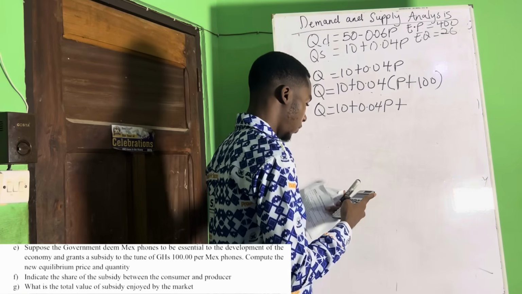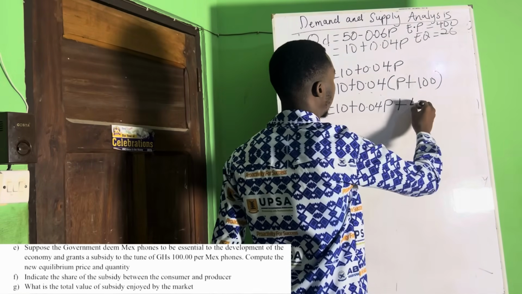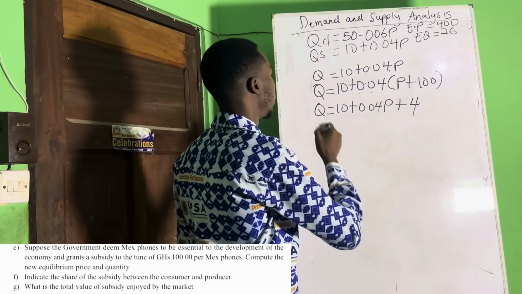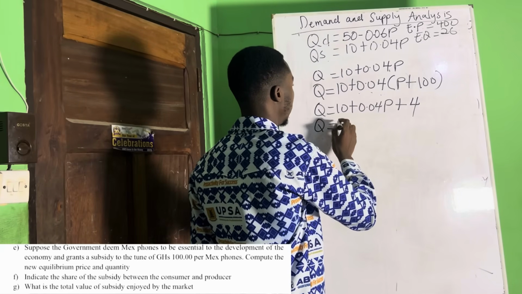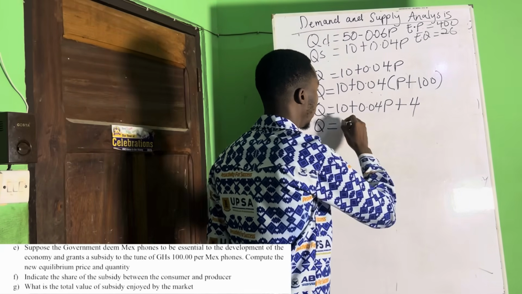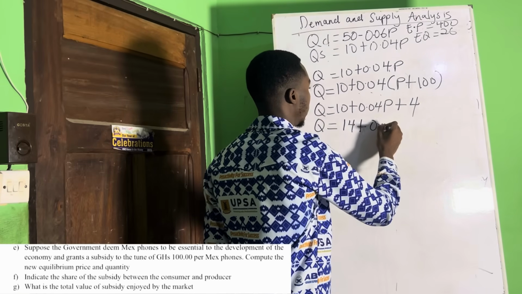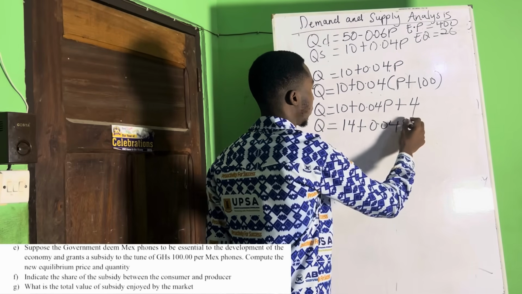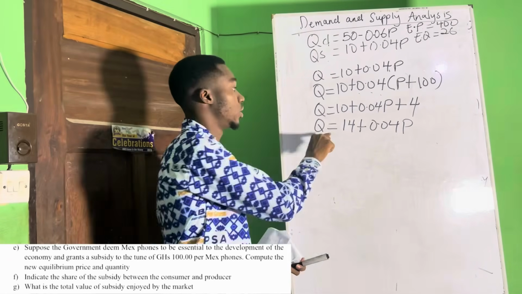So 0.04 times 100 should give us 4, right? So plus 4. Now we can also simplify this. So our new supply function will be Q is equal to, so we have 10 plus 4 will give us 14, then plus our 0.04P. So this is the new supply function after the subsidy was introduced.